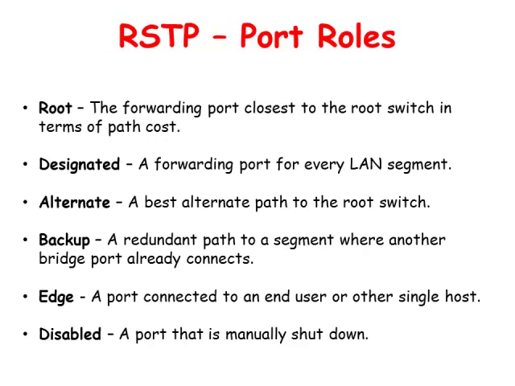The root port is a forwarding port that is closest to the root switch in terms of path cost. The designated port is a forwarding port for every LAN segment. The alternate port is a best path alternative to the root switch. This path is different than using the root port. The alternate port moves to the forwarding state if there is a failure on the designated port for the segment.